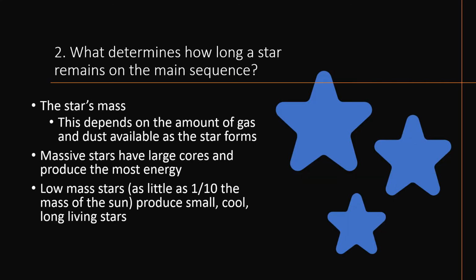Point number 2, what determines how long a star remains on the main sequence? Well, it's the star's mass. Depending on how dense that area was within the nebula the star was born from, there's going to be more or less matter available. And so the amount of dust and gas available will basically determine how massive a star will be. Larger stars, massive stars, have larger cores and produce the most energy. And low mass stars, something as small as say 1/10 the mass of our sun, produce smaller, cooler stars that live for a longer period of time.